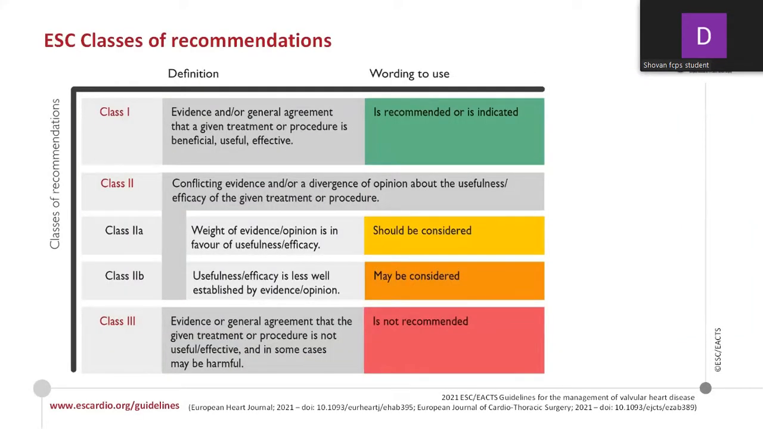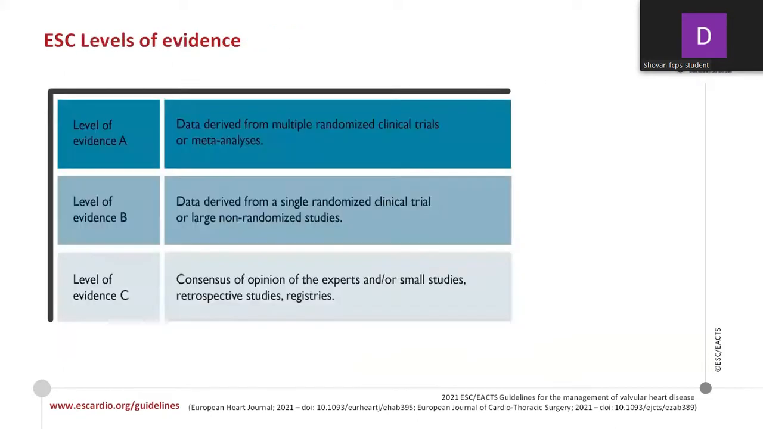Before going to the main presentation, I want to recap the ESC classes of recommendation. There are 3 classes of recommendation. Class 1 is recommended and indicated, as there is clear evidence that the treatment or procedure is beneficial, useful or effective. Class 3 is not recommended, where there is evidence that the treatment or procedure is not useful or effective. In between class 1 and class 3, there is class 2, where there is conflicting evidence or divergence of opinion about the usefulness and efficacy. It is also divided into 2 parts: class 2A, where it should be considered, and class 2B, where it may be considered. So it is a clinical decision.